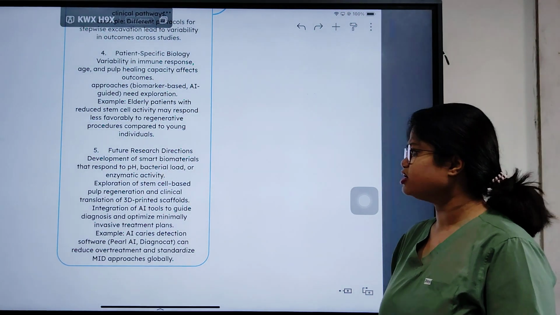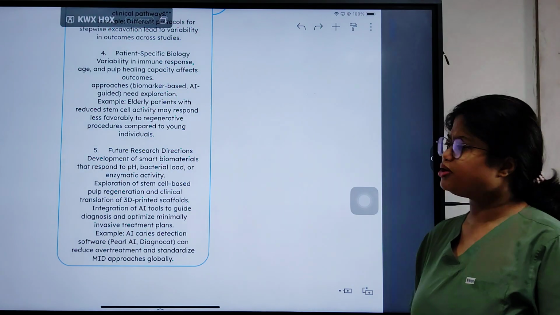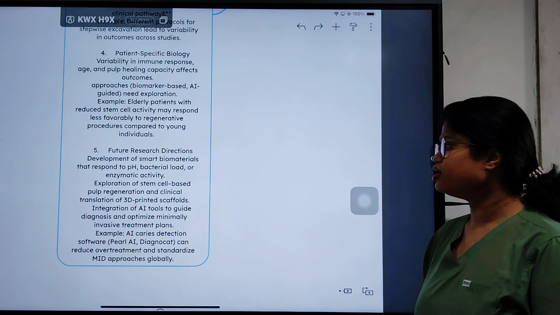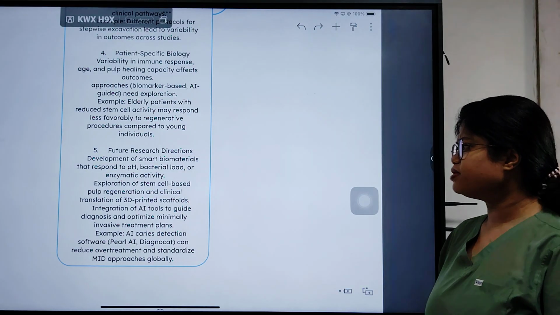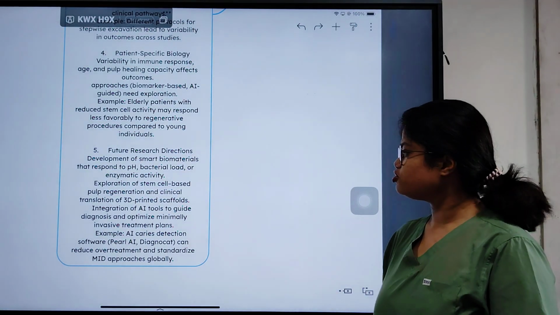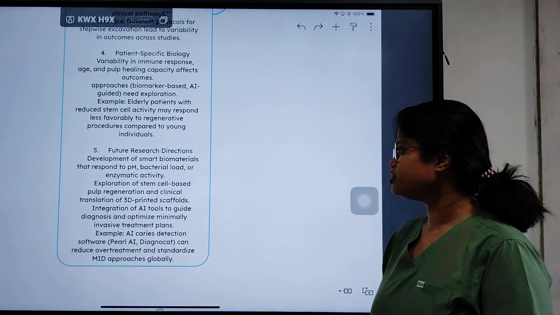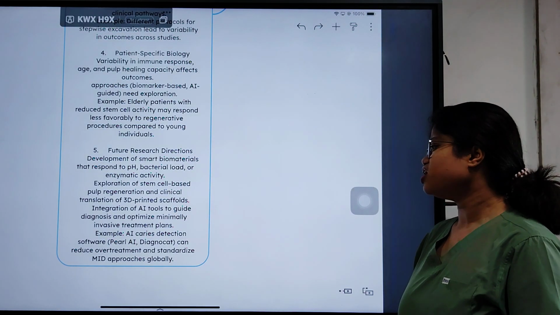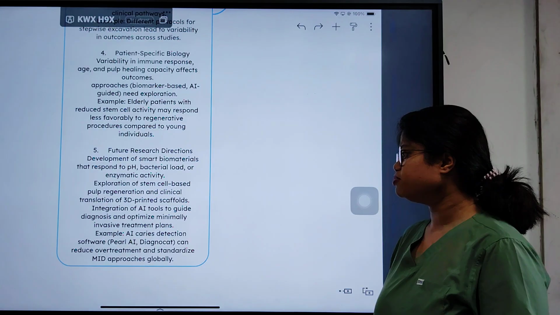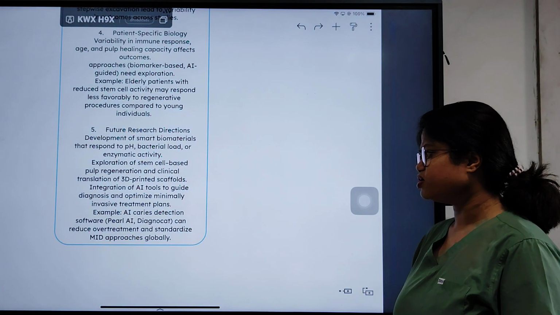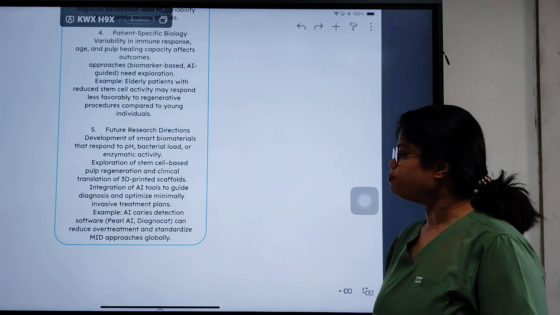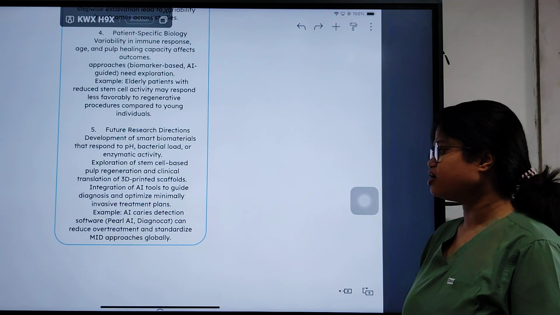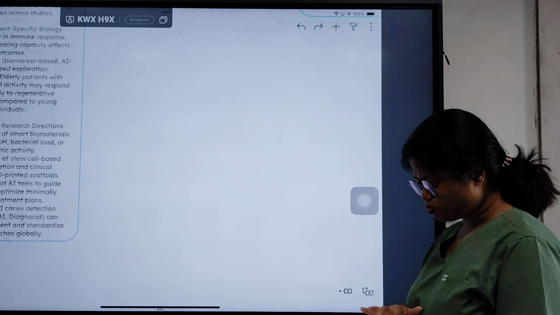Development of smart materials that respond to pH, bacterial load and enzymatic activity needs to be done, along with exploration of stem cell based pulpal regeneration and translating it into 3D printed scaffolds for clinical translation, and the use of AI to guide diagnosis and optimize minimally invasive treatment plans. As I already informed, Pearl AI and Diagnocat can reduce over-treatment and standardize MID approaches globally. That needs to be done.